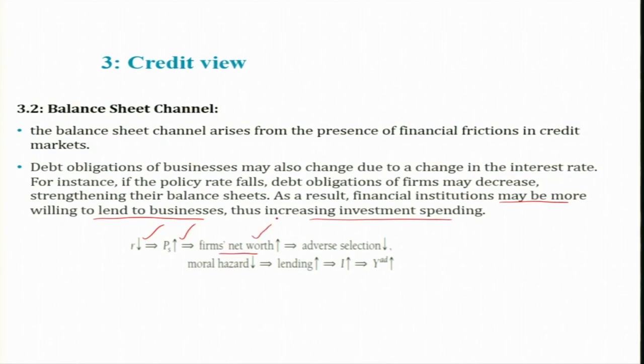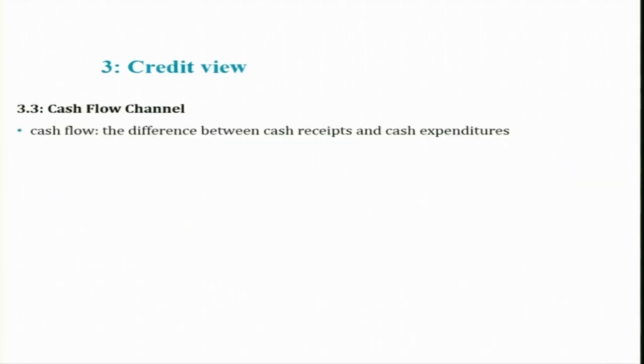Higher net worth means lenders in effect have more collateral for their loans, so their potential losses from adverse selection will be lower. Similarly, there will be less adverse selection and less moral hazard because the net worth of the firms increases. So this would incentivize the financial institutions to lend, and as a result investment increases and aggregate demand also increases. Then the other channel is the cash flow channel.